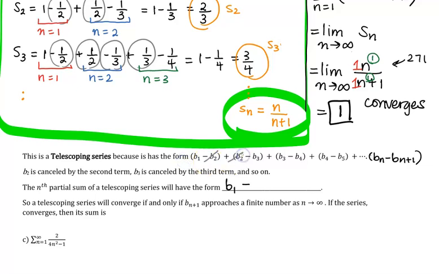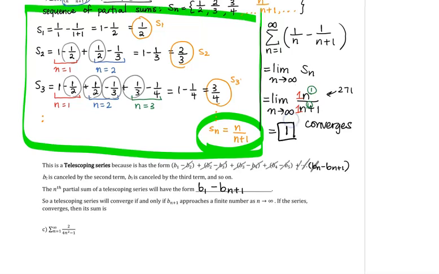This canceled with this. The B3 canceled with the B3. The B4 canceled with the B4. You can't see it, but the B5 will cancel with the positive B5 in there. And this Bn will cancel with the negative Bn in the term before it. So all that's left is the Bn plus 1. So generally speaking, when we are working with a telescoping series, if we can find this expression, then we have our S sub n.